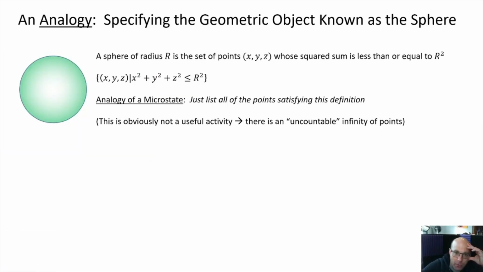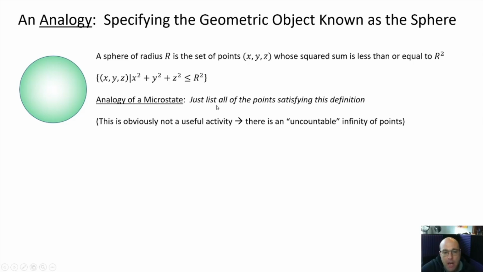So here's an analogy for what we're doing, and it's only an analogy, it's not perfect, but I think it tells you the spirit of what we're doing in statistical mechanics and in this class. So let's think about a math problem where our job is just to specify the geometric object known as the sphere. And so if you remember some math class, a sphere of radius r is the set of points x, y, z whose squared sum of the coordinates is less than or equal to r squared, right? So I wrote it in this little set notation right here. Set of x, y, z coordinates such that x squared plus y squared plus z squared is less than or equal to r squared. So that's the 3D volume that's a sphere.